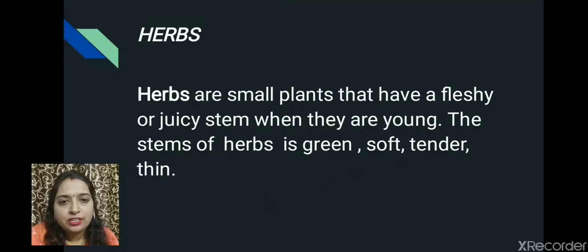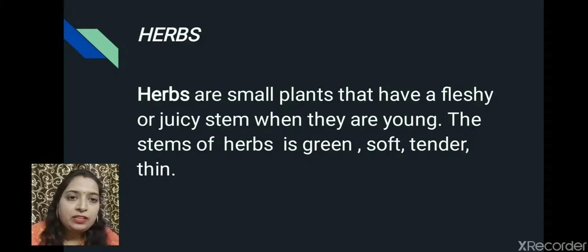How will you differentiate plants into herbs? Children, herbs are very small sized plants. You see many plants around you which are very small in size. Those small sized plants are mostly herbs. What is the kind of stem in them? They have a very thin and soft stem, and also their stem is green in color. So herbs are very small sized plants which are green in color. Their stem is very thin and they are very soft and tender.